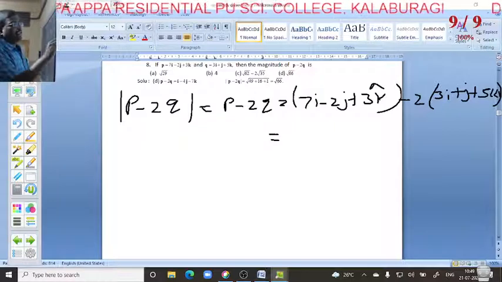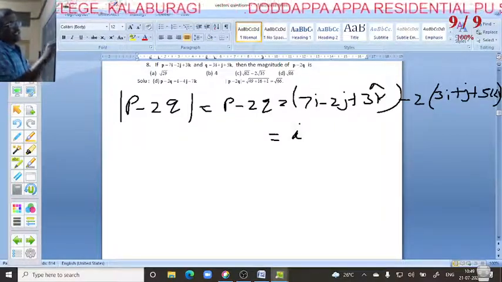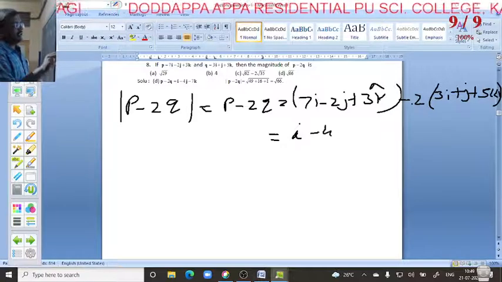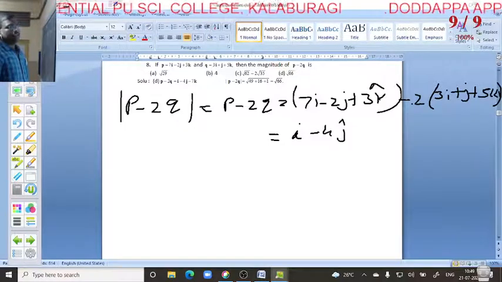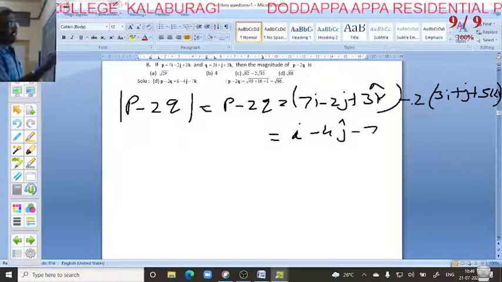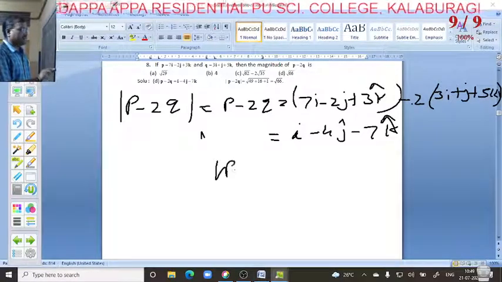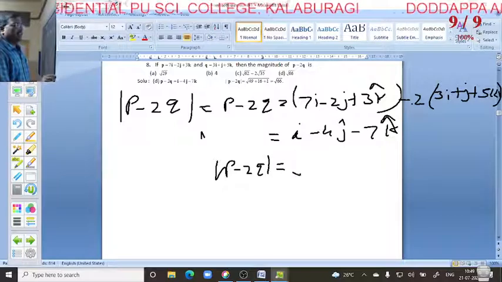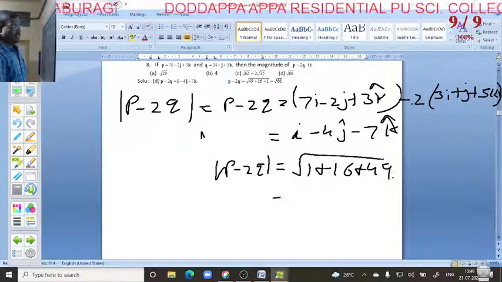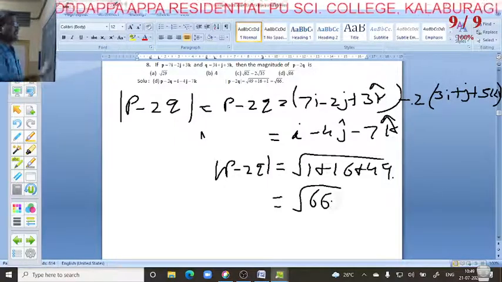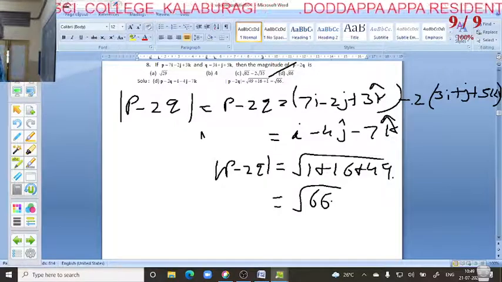If you simplify, 7 minus 6 we get i, minus 2 minus 2 we get minus 4j, next 3 minus 10, that is minus 7k. If you find out now the magnitude, we get 1 plus 16 plus 49. So we get root 66. That is option D. Right?